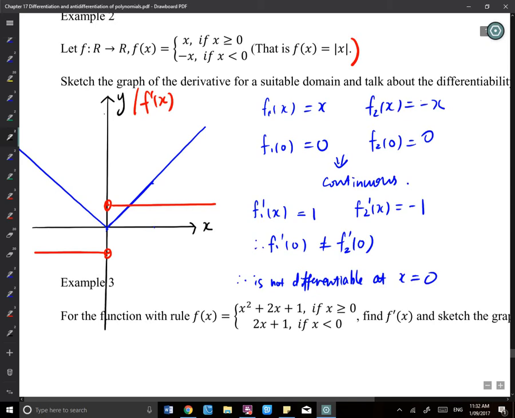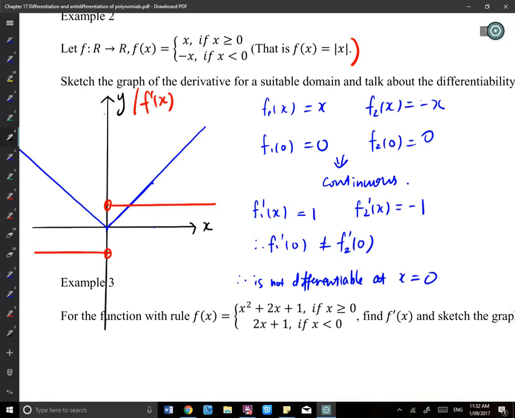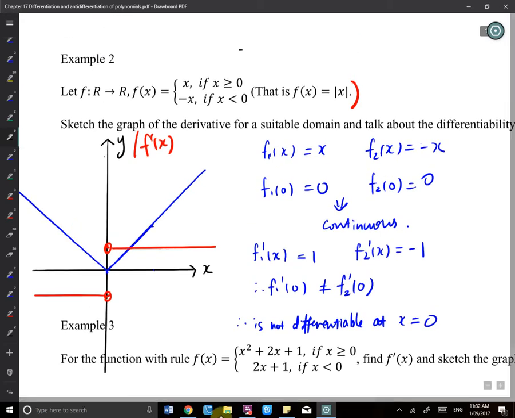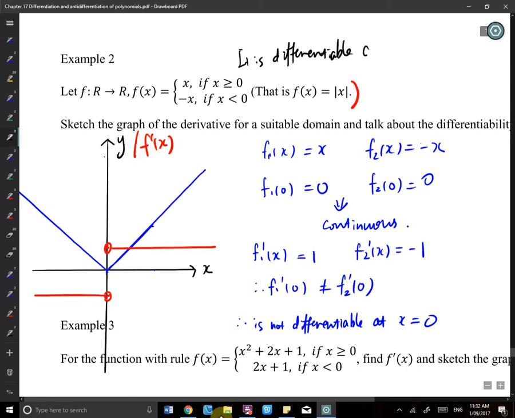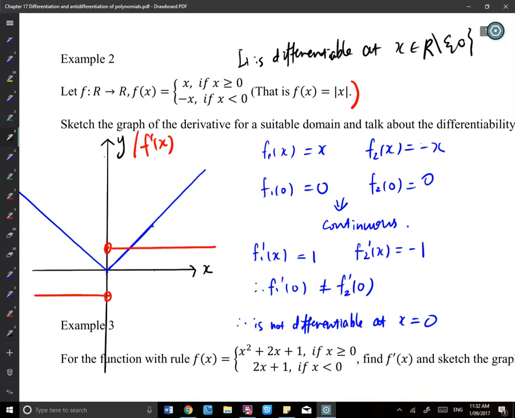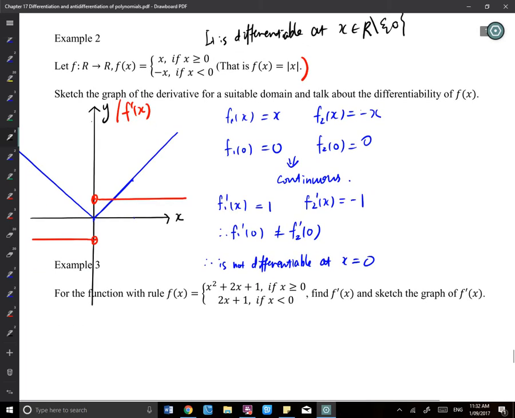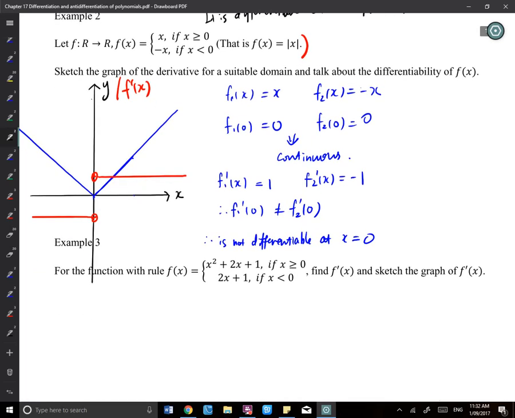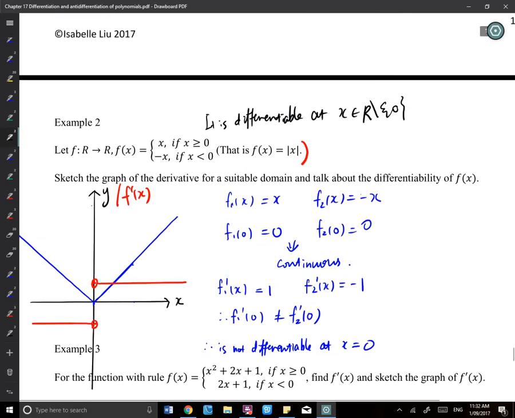So the differentiability will be: it is differentiable for x belongs to R except 0. Just not differentiable at 0. All the other points are fine. Questions? That's an easy one because you can obviously see that's a sharp point. You know that can't be derived. That's really clear.